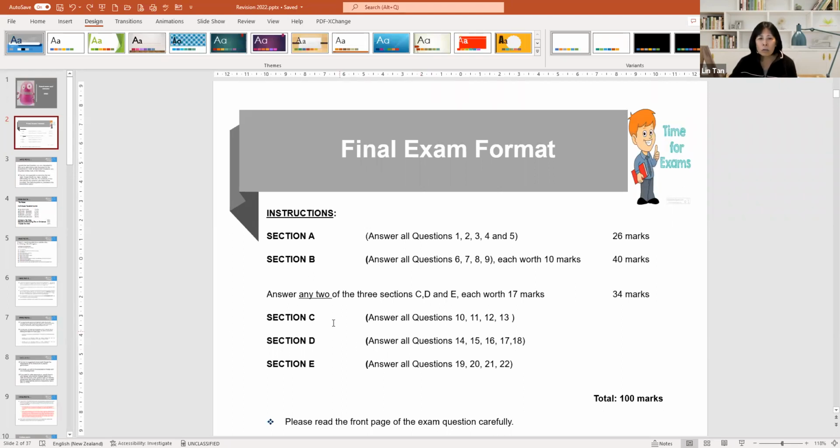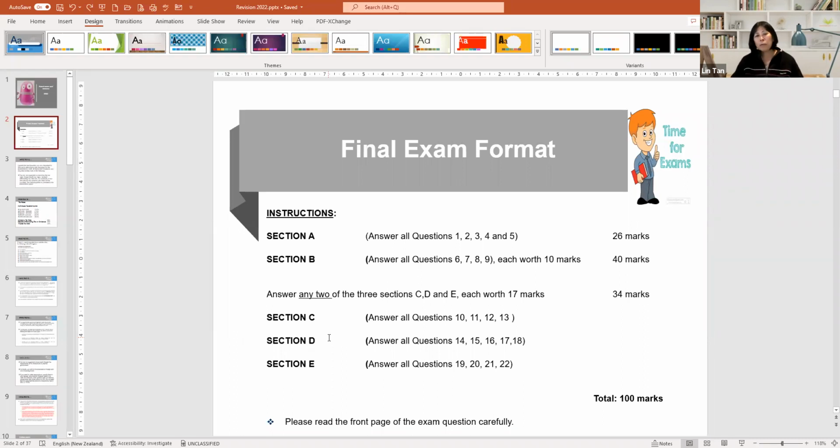Sometimes I don't know why students want to answer all of them. If you answer section C, section D, and section E, our policy is normally we only mark the first two. So if you answer all the sections, I will only mark sections C and D, because you only have to answer 2 of the 3 sections. We are not going to pick the best out of the 3. So don't waste your time.